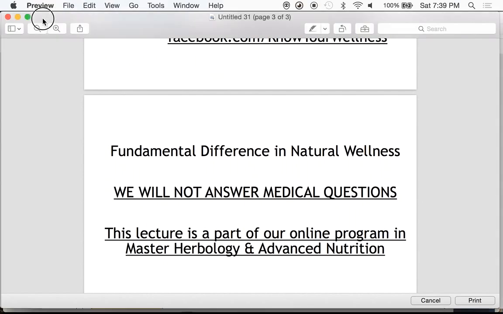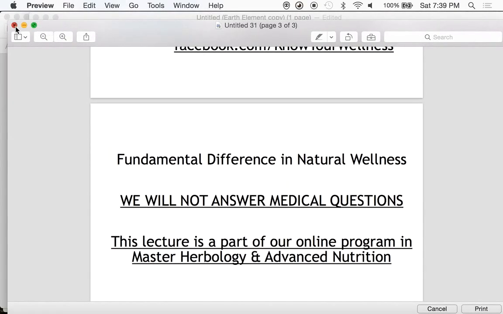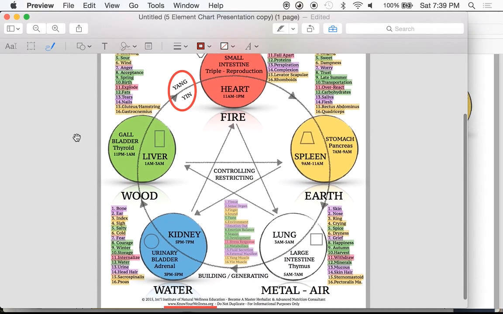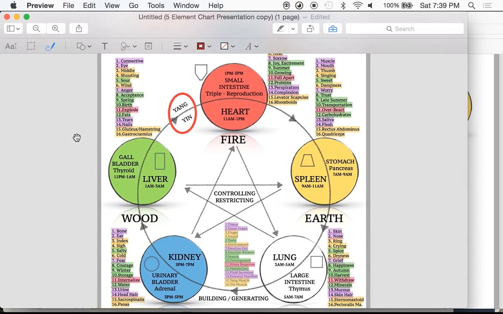Let's jump right into the fun of what we're here for today, and that is 5-element theory. Now, before I begin, I want to make sure that everyone on here are students. I'll be addressing our Master Herbology and Advanced Nutrition students. And as you know, 5-element theory is a way of looking at the body as a whole.